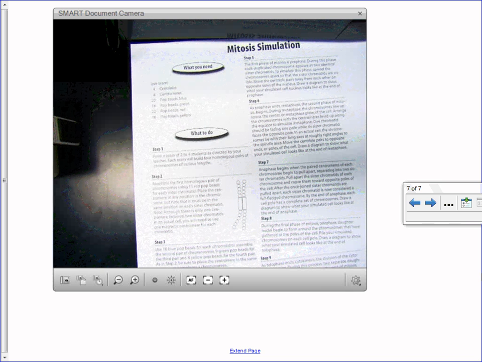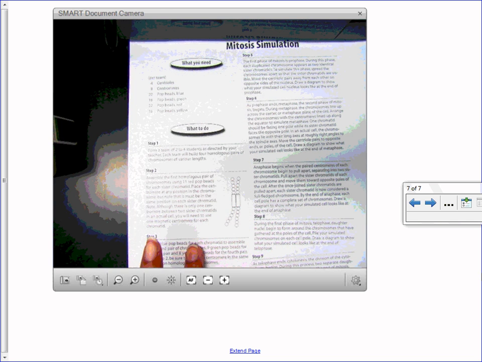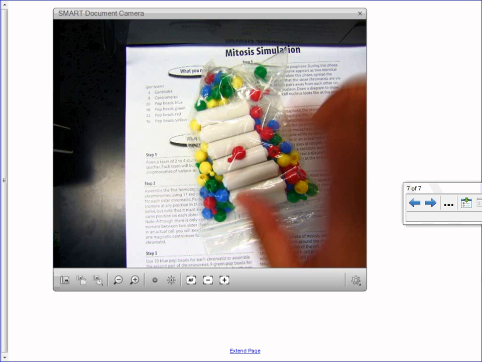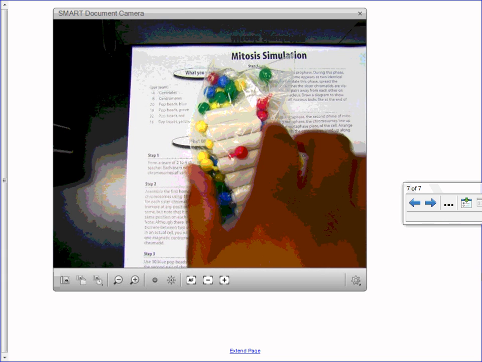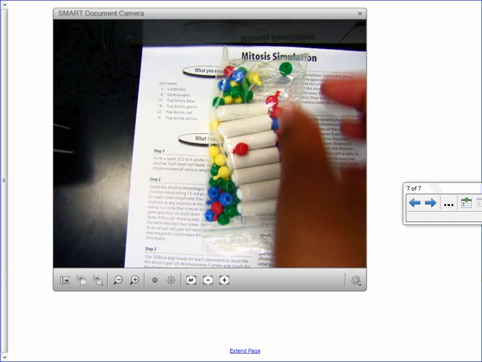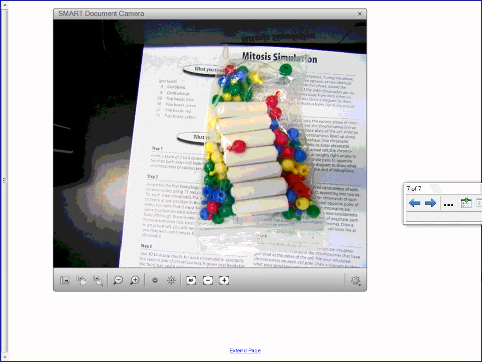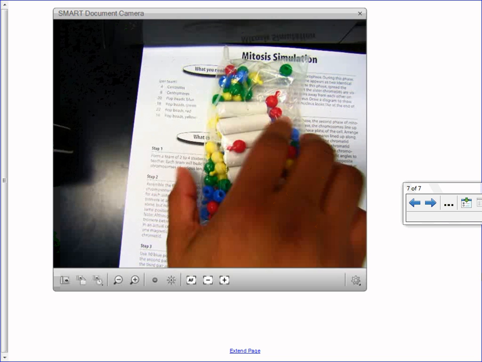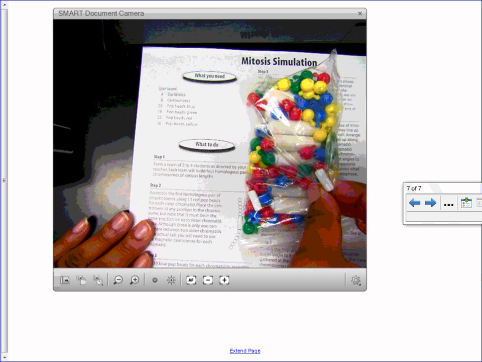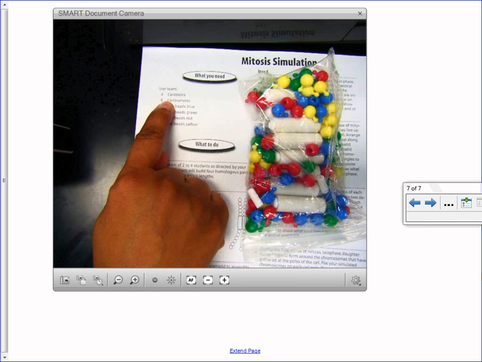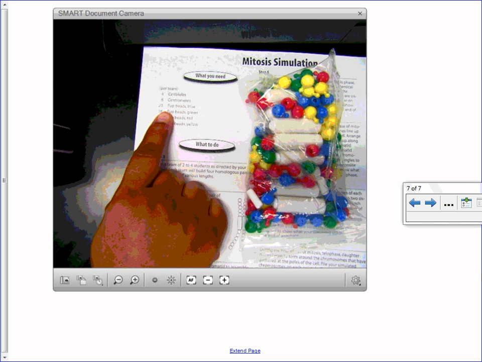All right. So for your materials, you have a baggie that looks like this. In this baggie, there are some little colorful round circles, and then there's some white tubular things. It tells you how many of each thing you have. You have 4 centrioles, 8 centromeres.